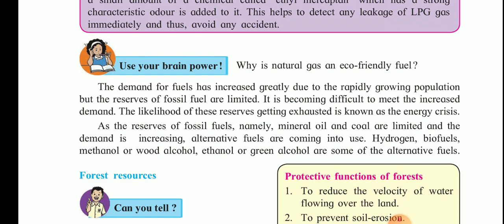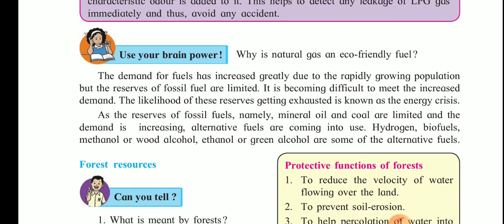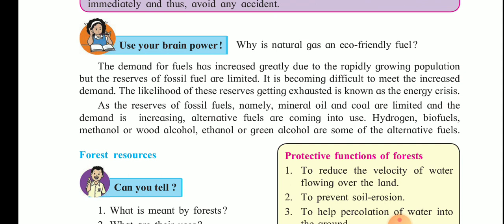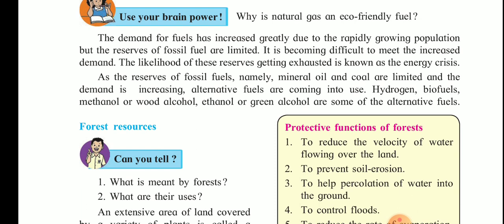Now, demand for the fuel has increased greatly due to the rapidly growing population, but the reserves of fossil fuels are limited. It is becoming difficult to meet the increased demand. The likelihood of these reserves getting exhausted is known as energy crisis. As the reserves of the fossil fuels, namely mineral oil and coal, are limited and the demand is increasing, alternative fuels are coming into use. Hydrogen, biofuels, methanol or wood alcohol, and ethanol or green alcohol are some of the alternative fuels.